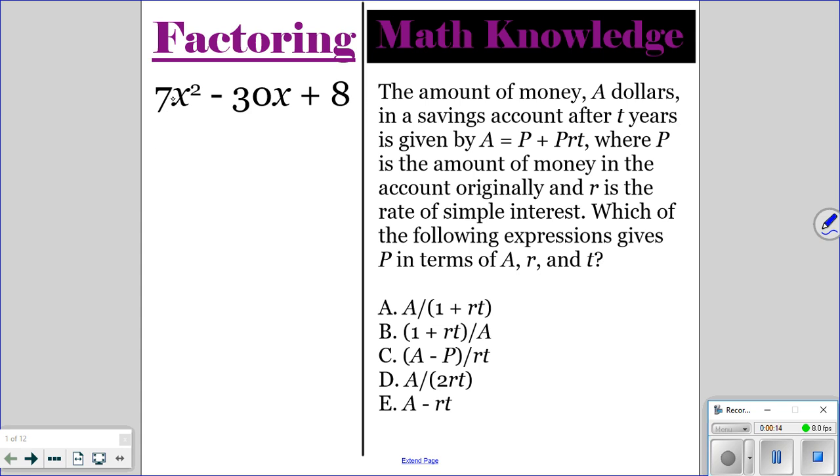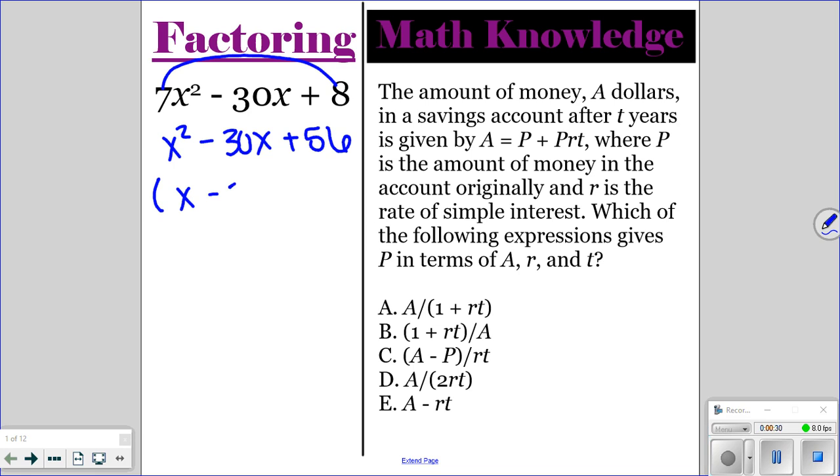So you're going to do 7 times 8. So you're going to have x squared minus 30x plus 56. And then you're going to factor it as x minus 28 and x minus 2. And then you're going to replace your 7.